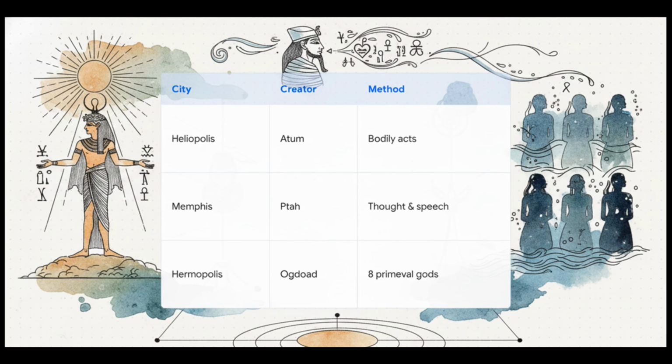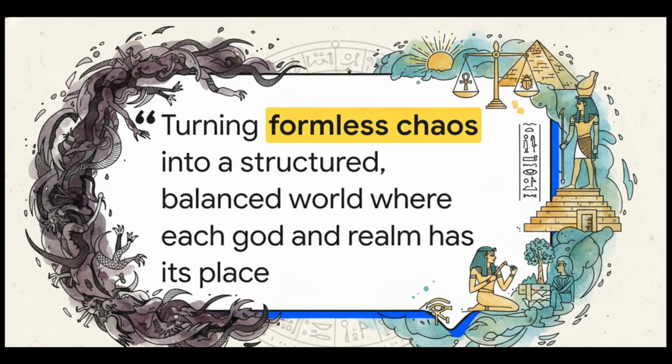No sneezing required. Meanwhile, over in Hermopolis, their focus was almost entirely on something called the Ogdoad. This was a group of 8 shadowy gods that actively personified the pre-creation state of water, infinity, and total darkness itself. They are all very distinct approaches, but notice how they are all at their core trying to map out the exact same structured cosmic architecture. Ultimately, all of these myths were attempting the exact same thing, turning formless chaos into a structured, balanced world where each god and realm has its place.